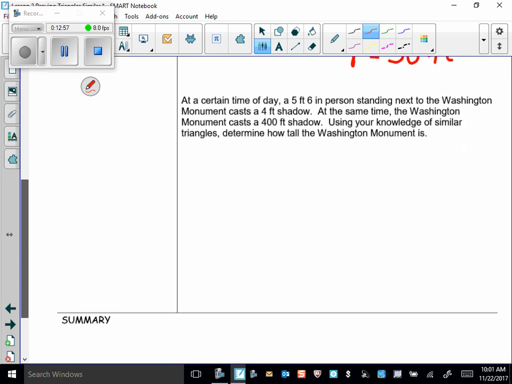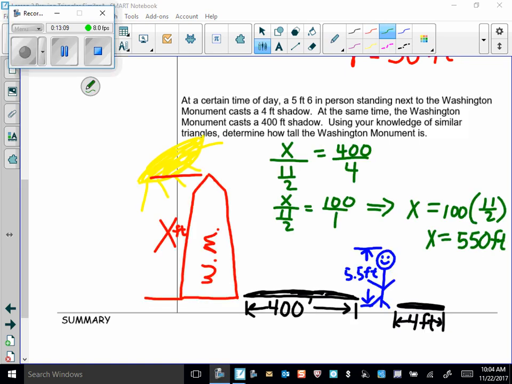Okay, here's another one. You know what? Pause right here and you try to do this one. This is a fun problem where you're trying to use a proportion to figure out how tall the Washington Monument is. So pause here and come back and check your answer. As always, we're going to draw us a lovely diagram here. So what we got is, it says at a certain time of day, a 5'6" person standing next to the Washington Monument casts a 4-foot shadow.